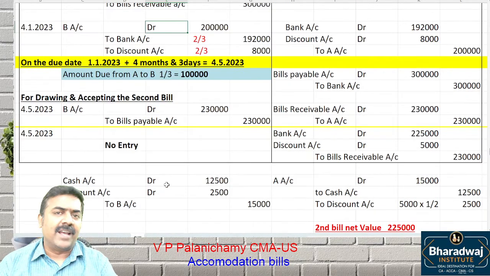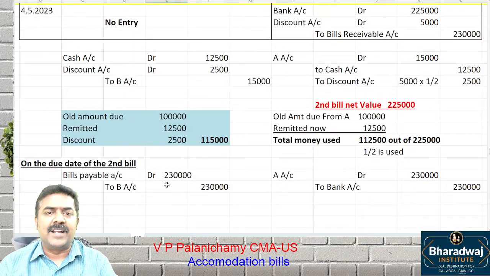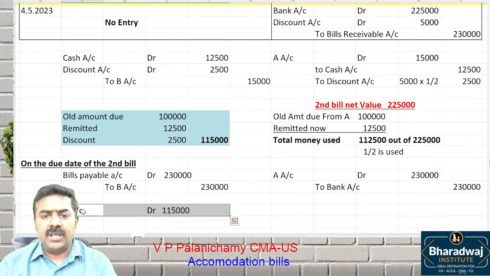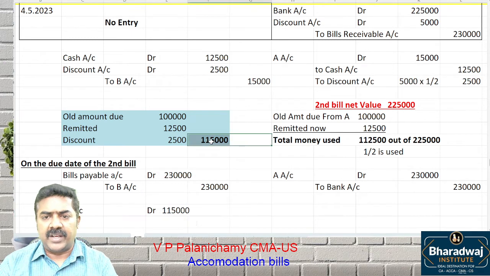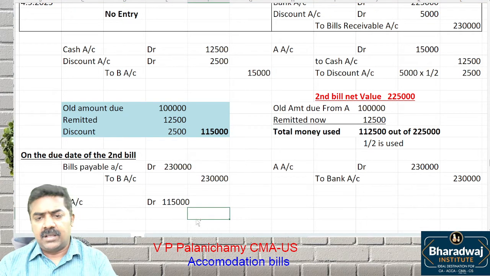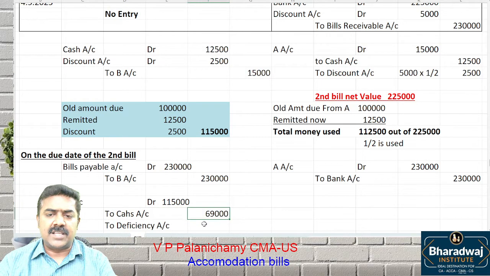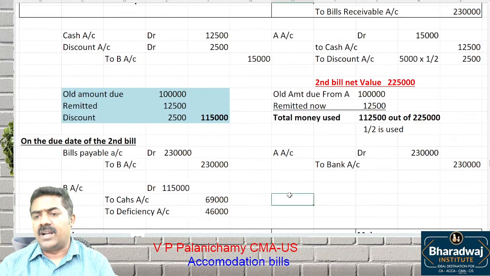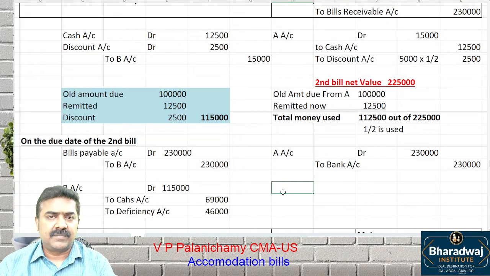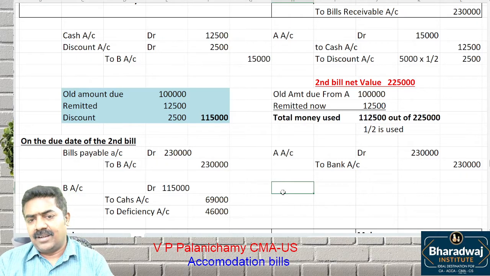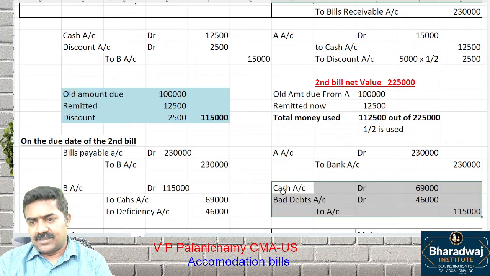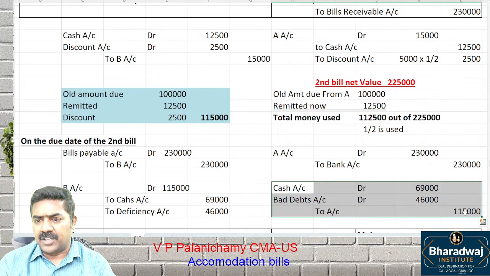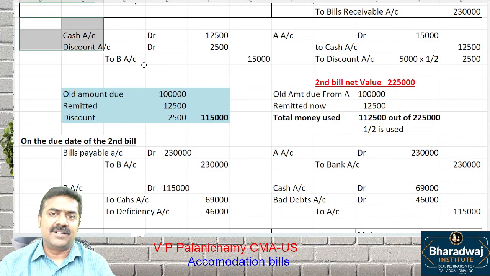For the payer who is not able to pay the money, it will be called deficiency. B account debtor, total 1,15,000 we have to pay, but we are paying only what? 60%. The remaining 40% will become what? Deficiency. What is the entry the other party will pass? Cash account debtor, bad debts account debtor to which account? A account. That's all.